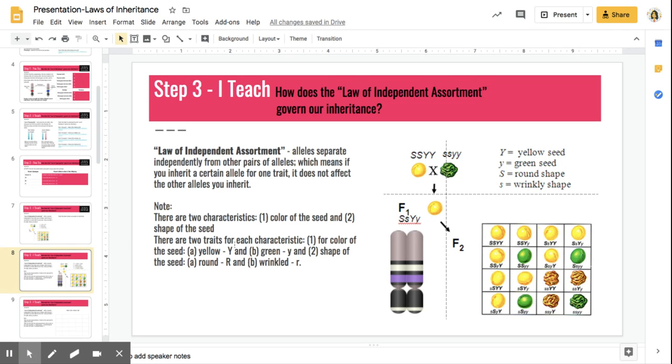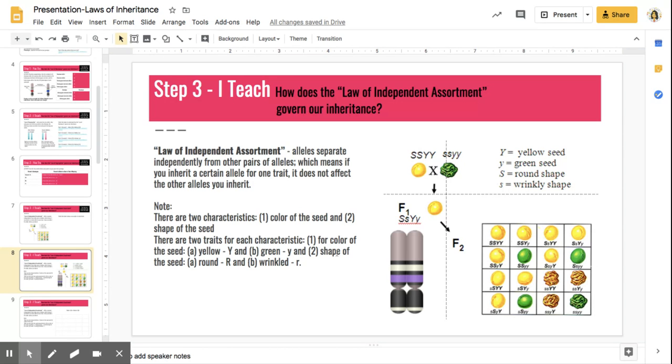Each characteristic has two traits. The color of the seed could either be yellow, which is symbolized with capital Y, meaning yellow is dominant, or green, which is symbolized by small y. Again, they belong to the same locus, which is the color of the seed, so they should have the same letter. Yellow is dominant, so it has the capital Y, and green is the recessive one, so it has the small y.